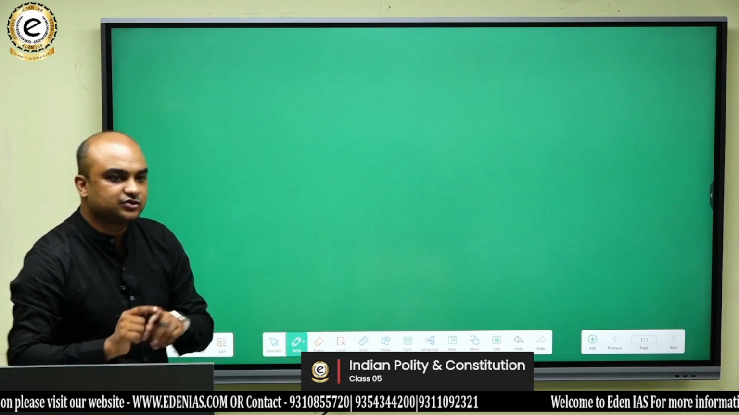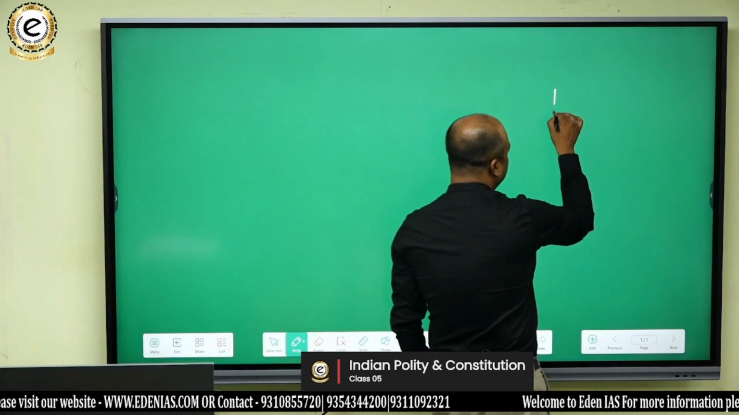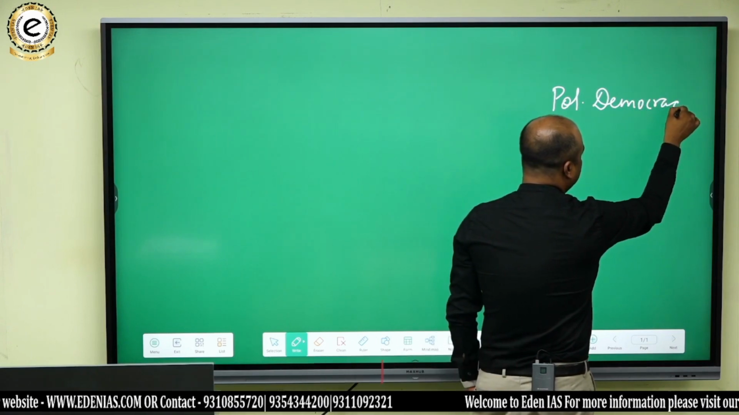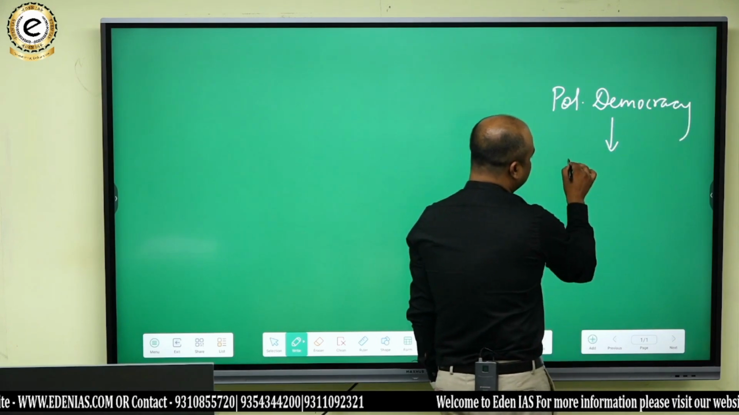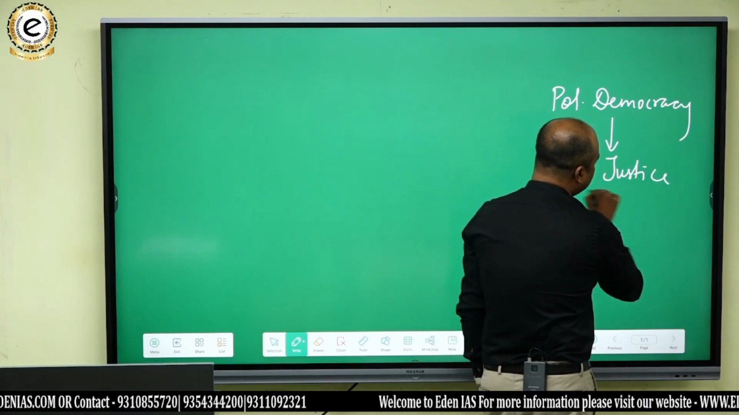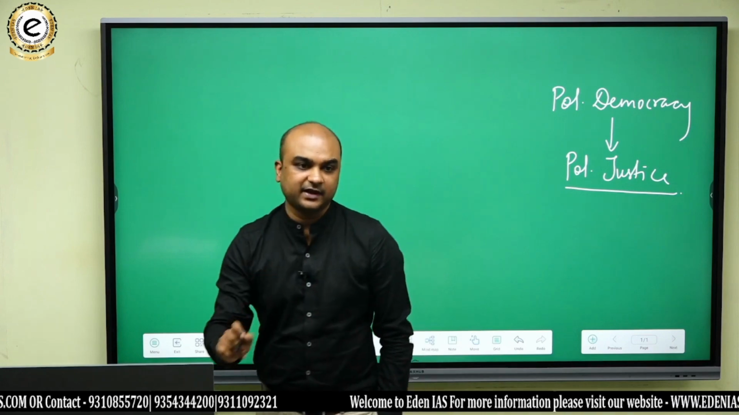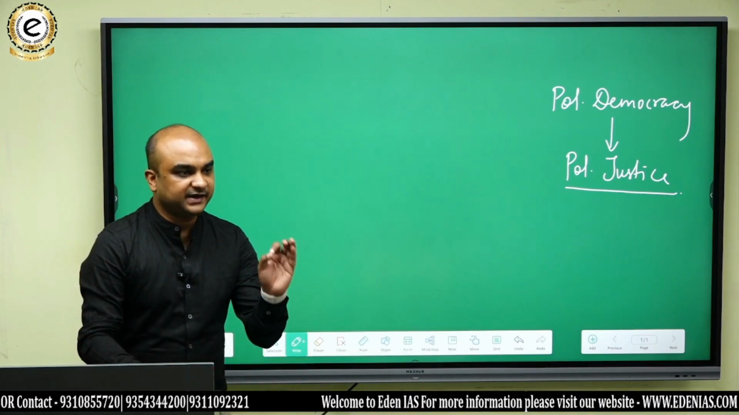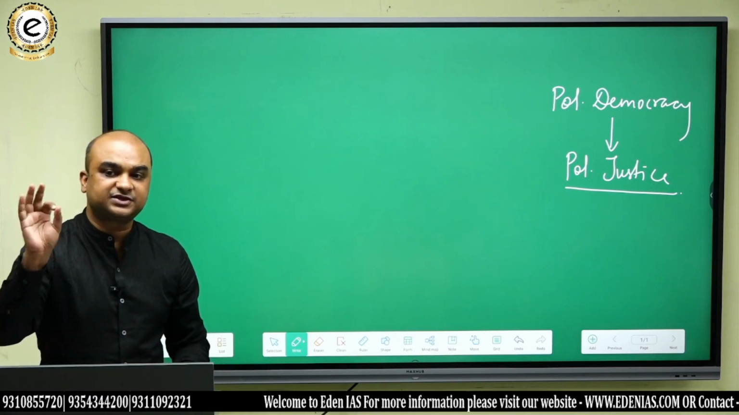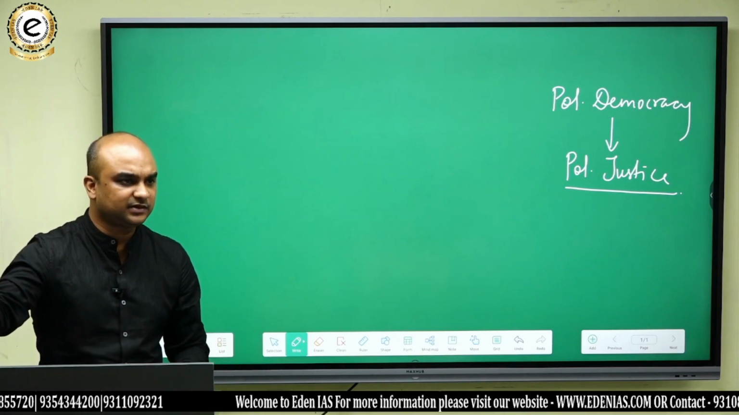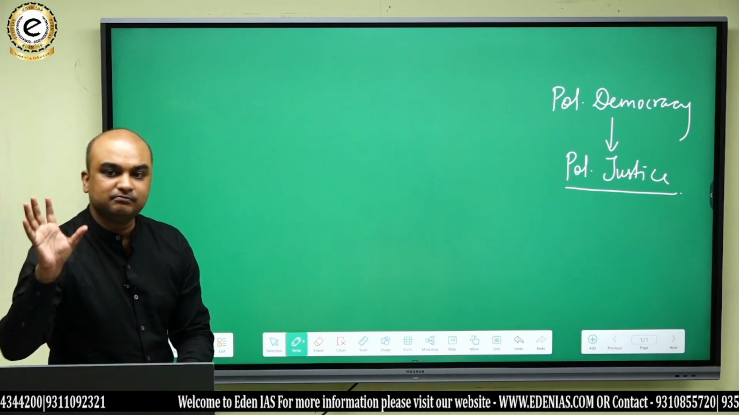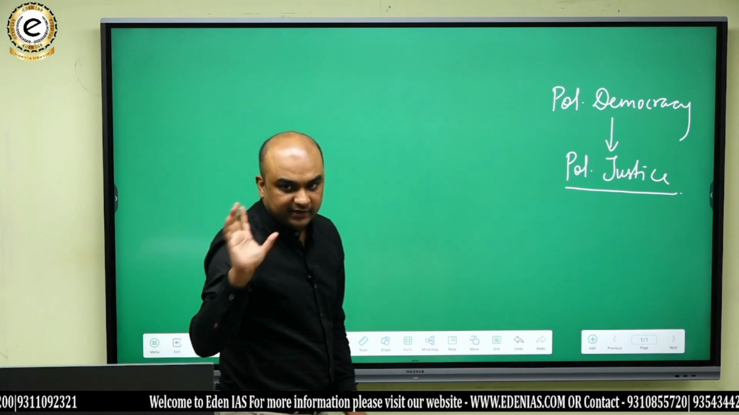Do you understand that? So look here. What is actually the aim of political democracy? The aim of political democracy is to deliver political justice. Now, what is political justice? Look here very carefully. Political justice, in very simple words, means there shall be no arbitrary, matlab manmana. Do you understand that? There shall be no arbitrary distinction between man and man in the political sphere.